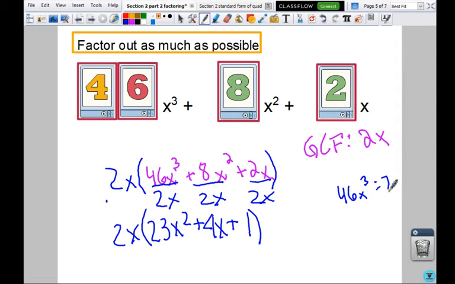So 46 is 2 times 23. I can't split it up smaller, and then I go x there. 8x squared is 2 times 4. The 4 is really 2 times 2, and then I got x and x. And then I got a 2x. I can't split apart the 2, and I got 1x. You can see what shows up in each list. This is what we practiced for like 2 days last week. And after you find your GCF, which is half the work, you gotta factor it out.